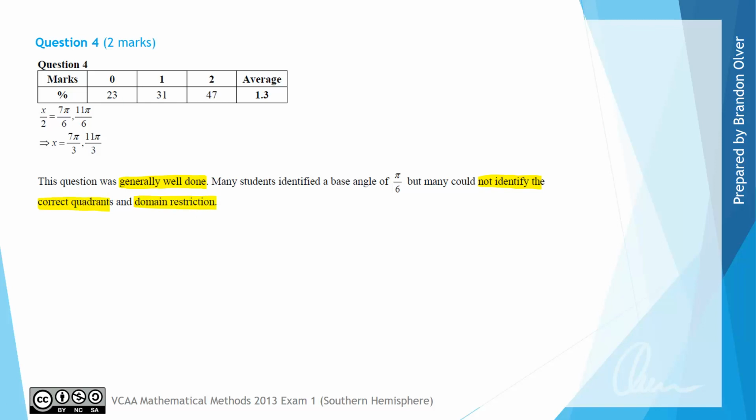So they are two things that you need to do when answering questions like this. It may be useful to sketch a quick unit circle to find the correct quadrants that you're looking for. And time permitting, it may be useful to draw a small graph to help work out the domain restrictions for the question, and in particular how many solutions you're expecting for the equation.